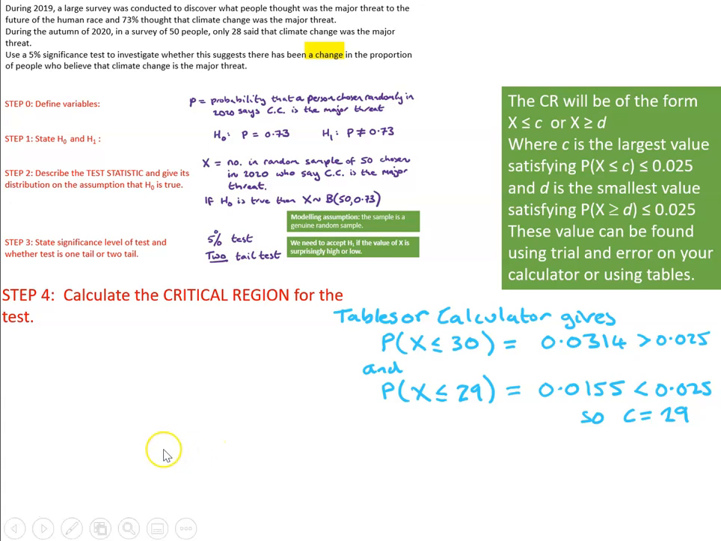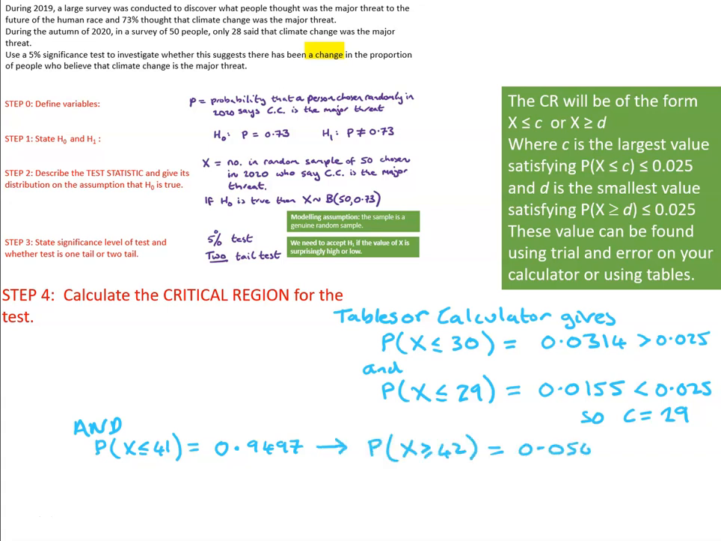For the other tail, we can say that the probability that X is less than or equal to 41 is 0.09497, which tells me that the probability that X is greater than or equal to 42 is 0.0503, and that's too big because it's bigger than 0.025.